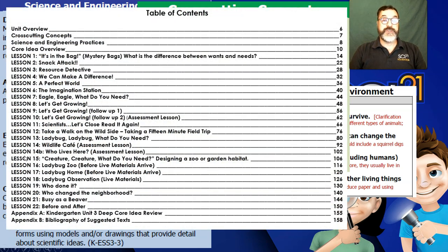This unit has 22 lessons to address all of the 3 dimensions that appear in the New York State Science Learning Standards. We also organize this unit in a nonlinear way by starting with students engaging in the social studies concept of wants and needs and applying it to the natural world.